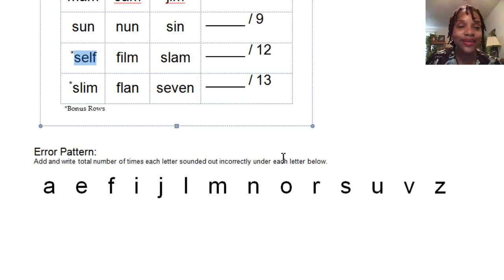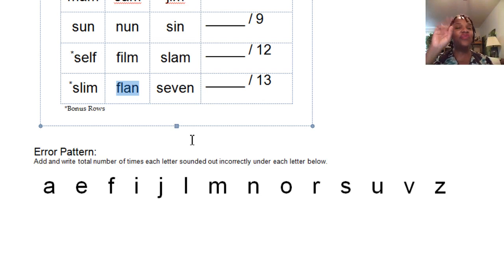Self. Good job. All right, let's try this one. Film. Like the film when you're in your camera. Well, that's the old days, right? But if you're making a movie, there's film, right? Film, all right? Let's try this one. Slam. Good job. All right. Let's try this one. Slam. Good job. All right. I believe this is a type of dessert, something you eat. Flan.